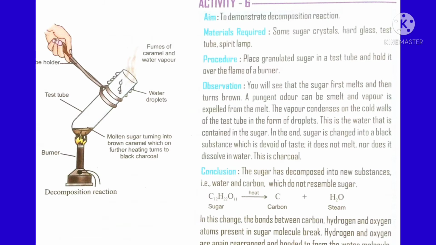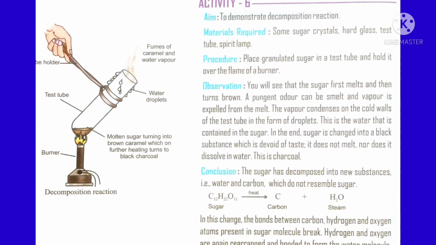Activity 6 is to demonstrate decomposition reaction. Here the materials required are sugar, hard glass test tube, spirit lamp. We are going to heat the sugar crystals. On heating, it first melts, then changes into liquid, then changes into solid carbon, black color carbon. That means it forms a new compound. That is, we got more than one product. Reactant is only one, that is sugar. On heating sugar, we got two products, that is carbon and steam. Here product number is more than the reactant number, so this reaction is called decomposition reaction.